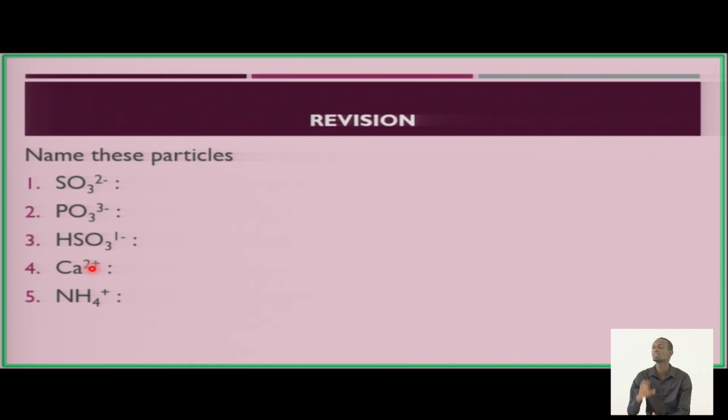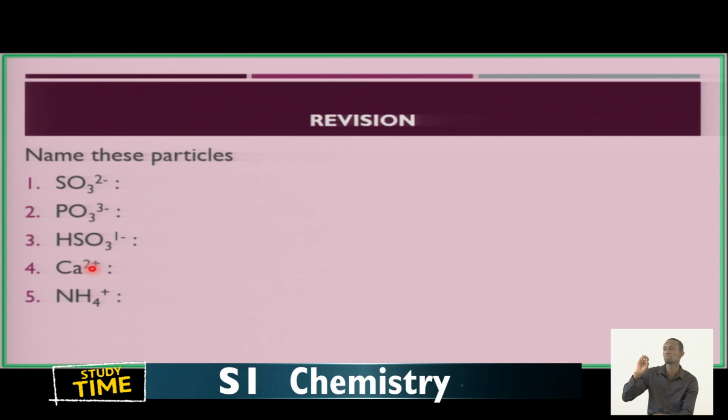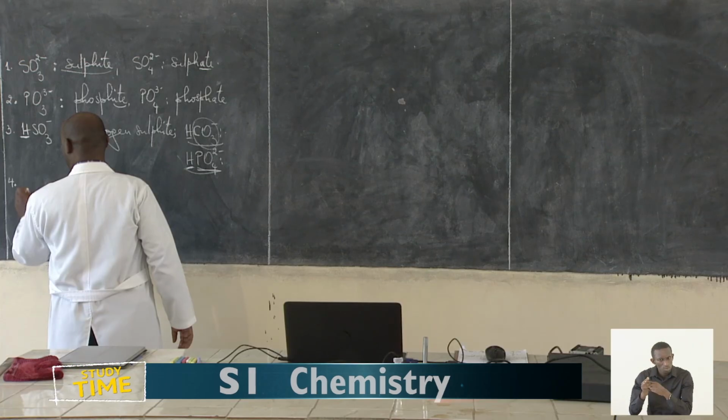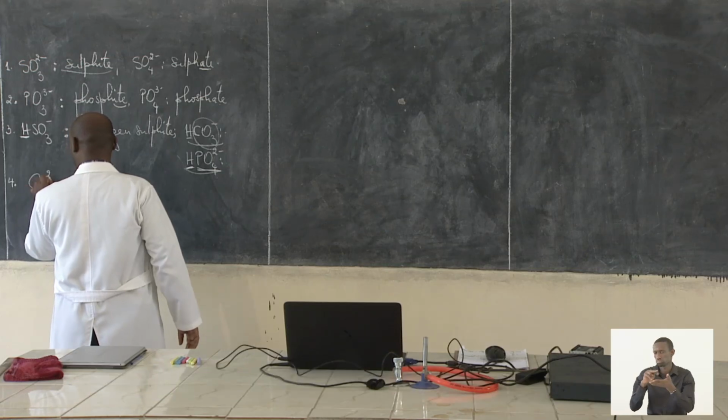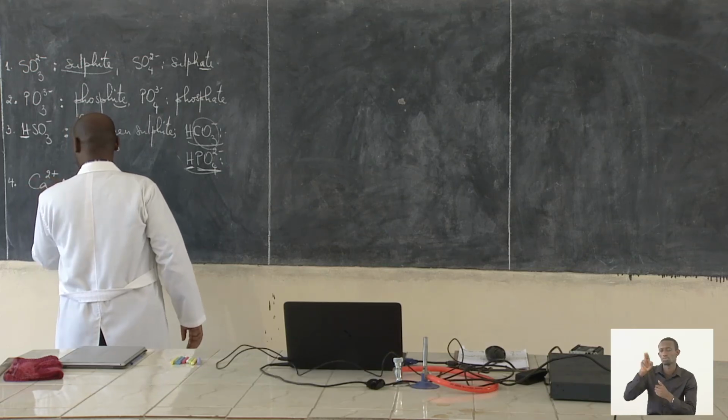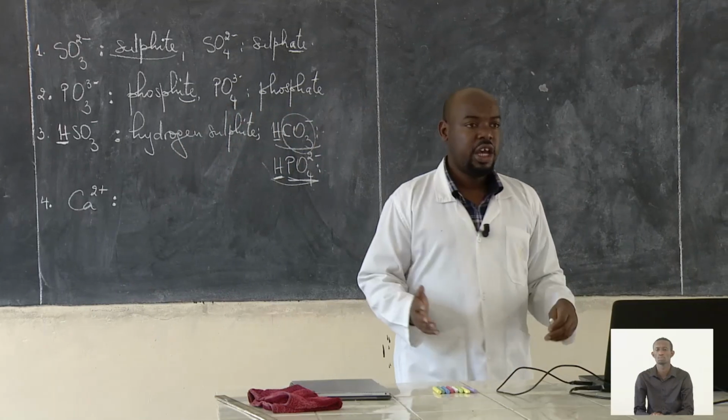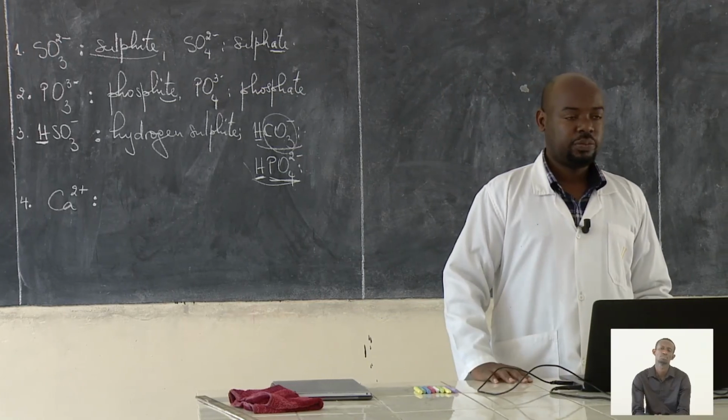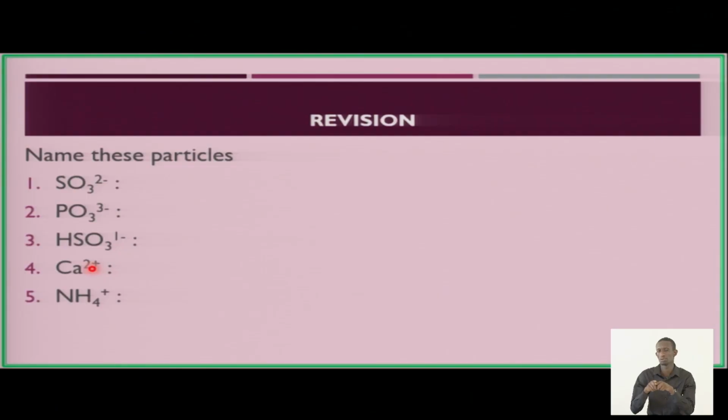And the fourth particle is Ca2+, that is a monoatomic ion. And what will be the name? You know the name of that particle. You can read it from the periodic table when it is not charged. And it takes the same name even when it is charged. So it is calcium.